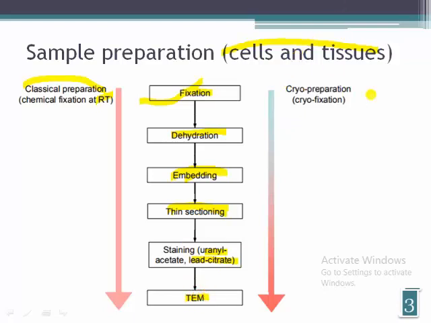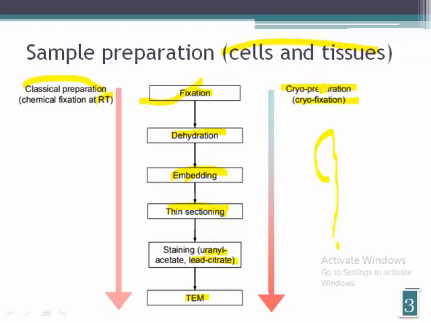Now we will see the second process, known as cryopreparation, or you can say cryofixation. Here, in the classical pathway, we are stabilizing and fixing our sample by chemical fixation, but here there is cryofixation. Why is there a need for this process? Because in the classical process there will be a lot of artifacts. So to reduce those artifacts, we can use this process, and here we have to freeze our sample. Cryofixation means we have to freeze our sample.